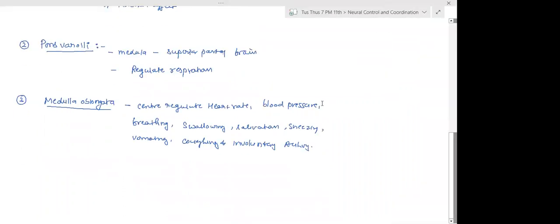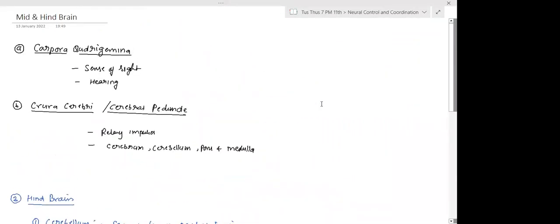Then come to the midbrain and hindbrain. I told you that the midbrain is a very small part, and it has very few functions, right? It is further divided into two parts: corpora quadrigemina and crura cerebri, right? The corpora quadrigemina gives us the sense of sight and hearing capability.